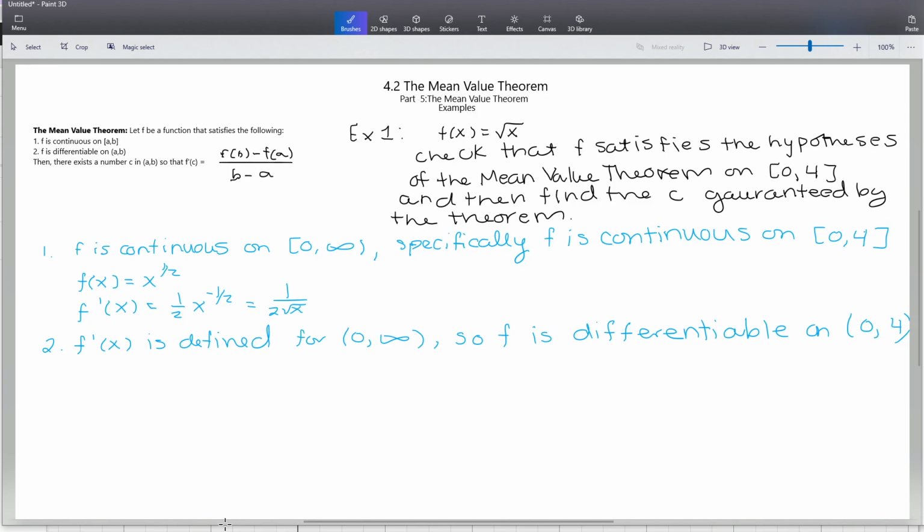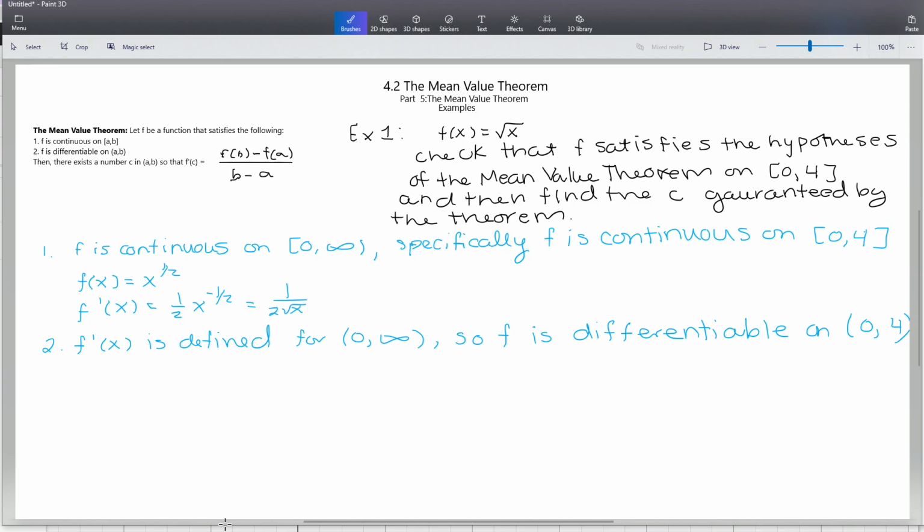Now, we can see that in this example, this function is definitely not differentiable at 0. The derivative is actually undefined at 0, but that's okay because we only need it to be differentiable on the open interval 0 to 4. So that's the first part here. We want to check that f satisfies the hypotheses. These are the two hypotheses, and we have checked that. Now we want to find the c guaranteed by the theorem.